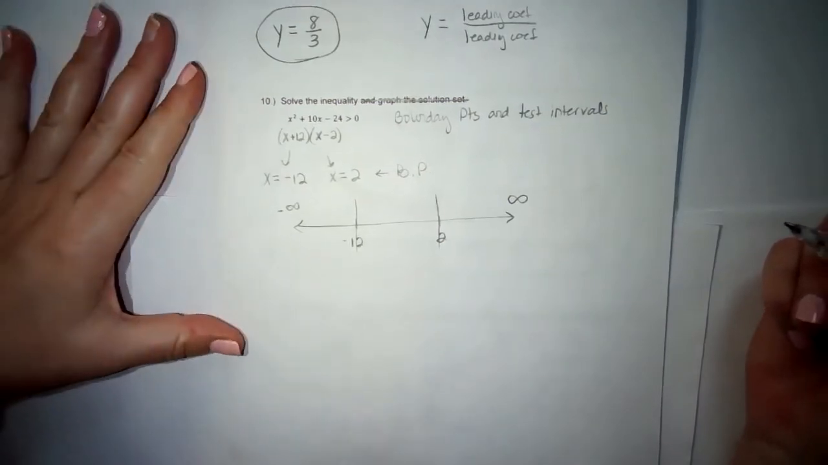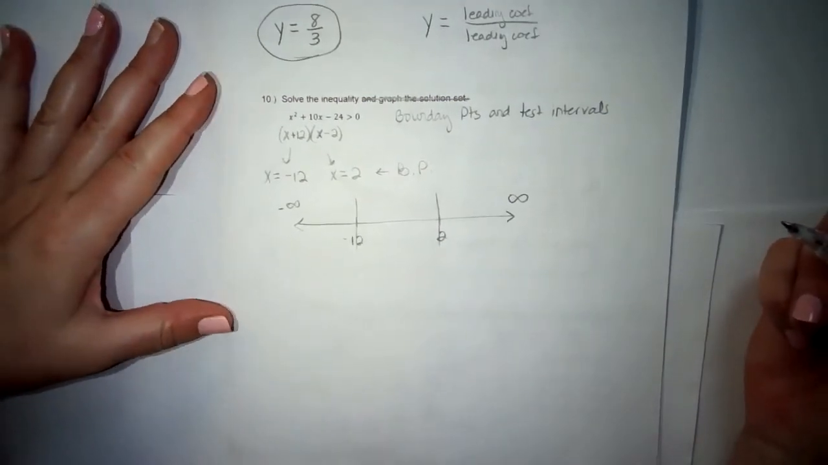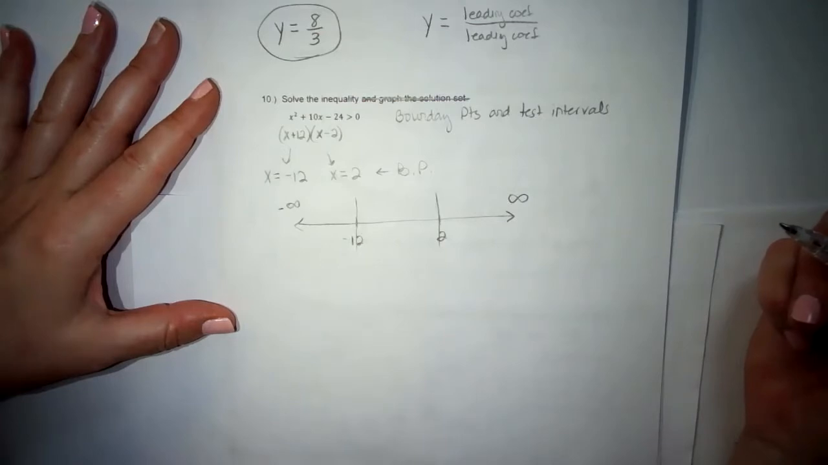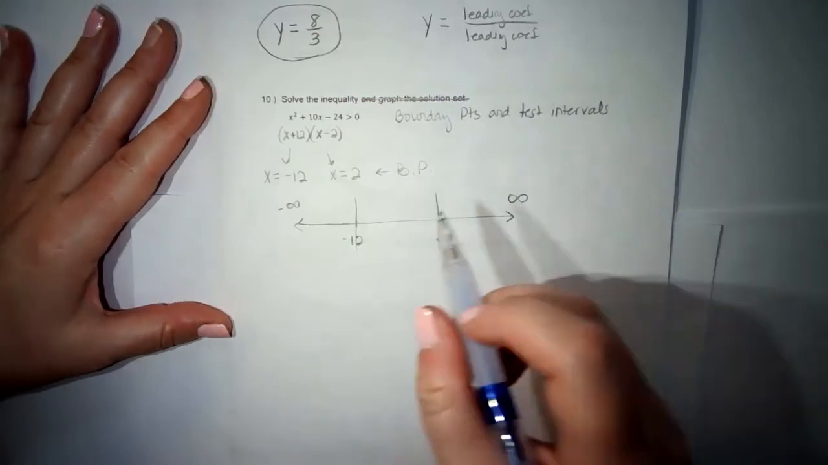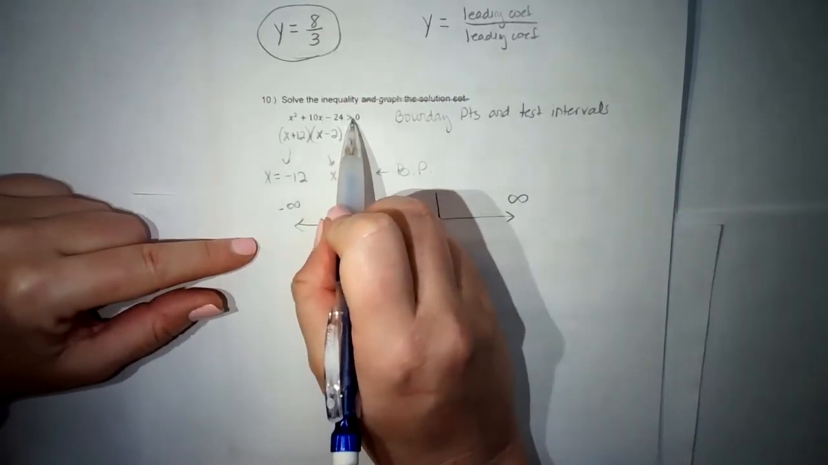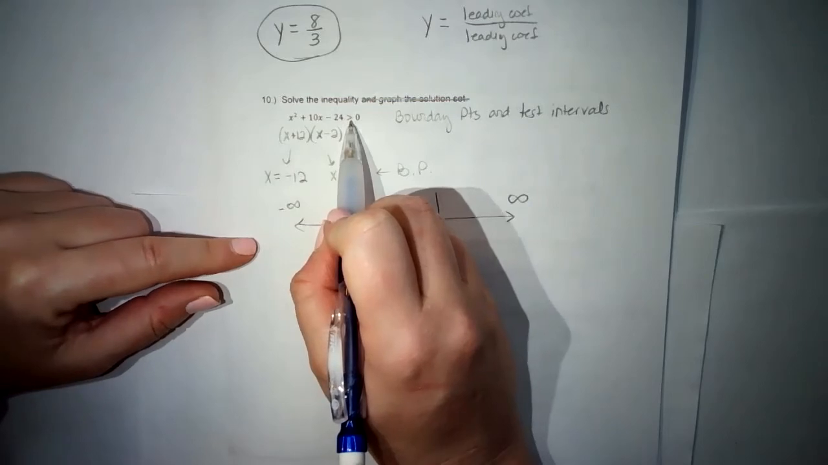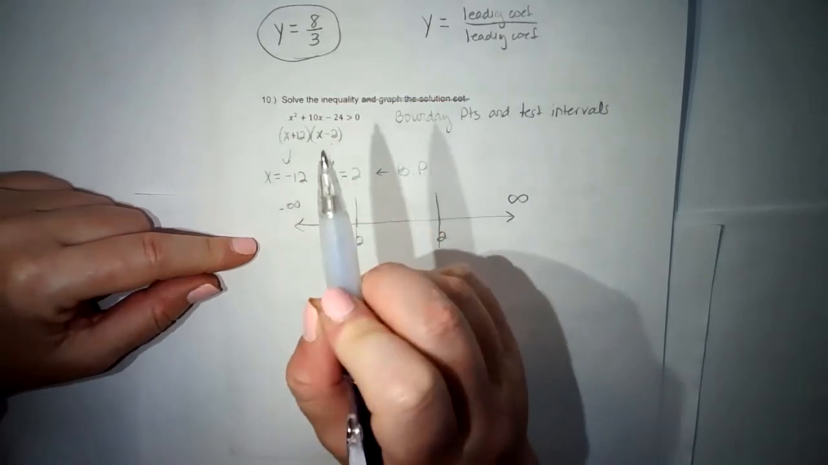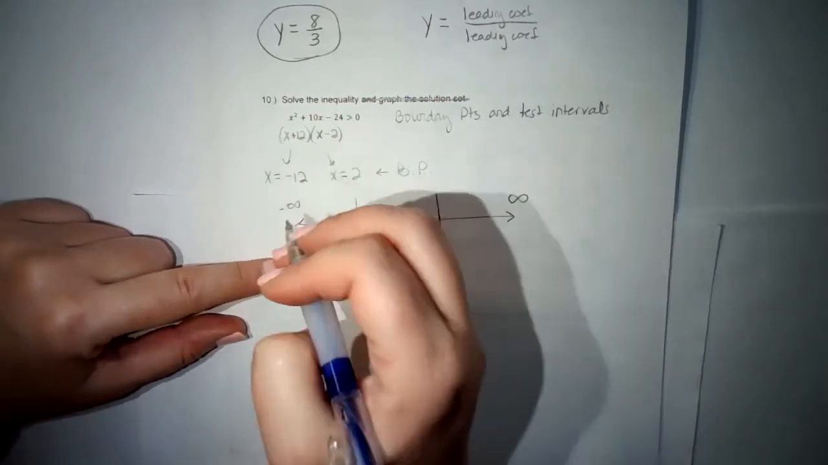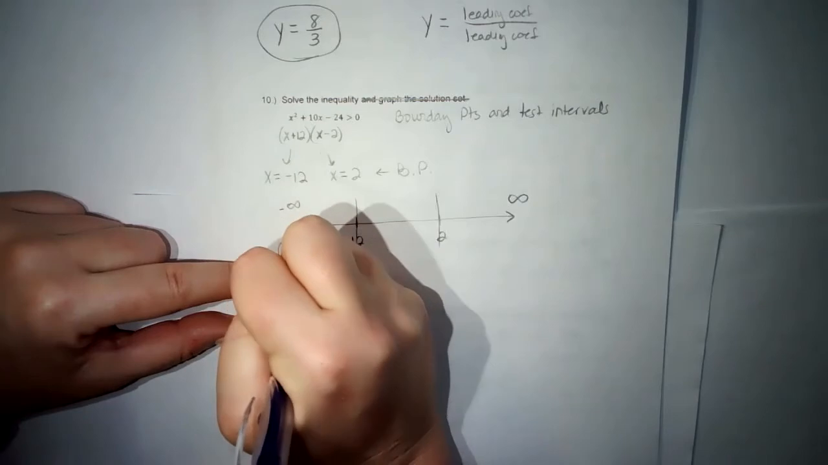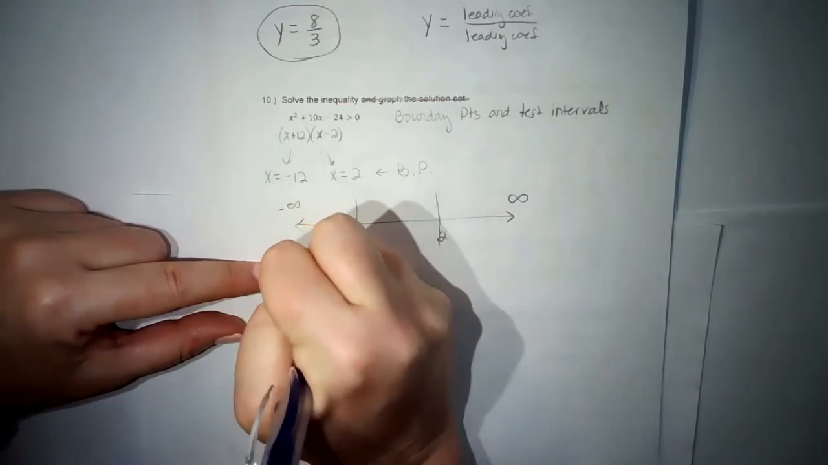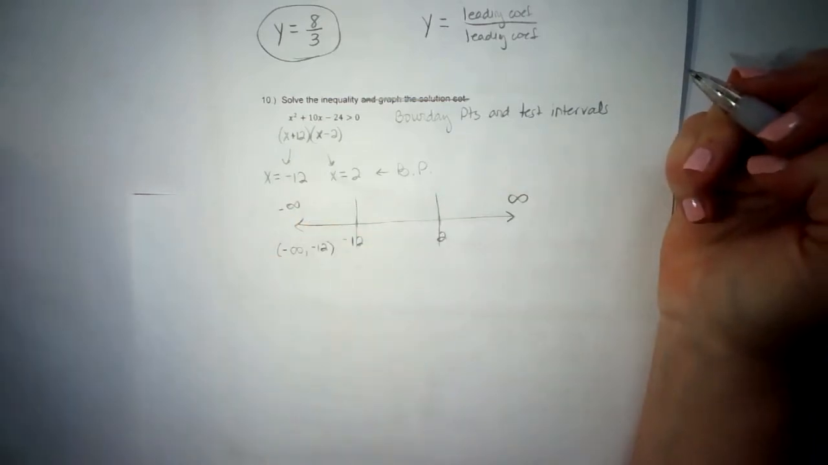Now what I'm going to do is name each interval. I notice I have a greater than sign. Is that parenthesis or hard bracket? Parenthesis. So this particular interval is going to be -∞ to -12, both with parentheses.